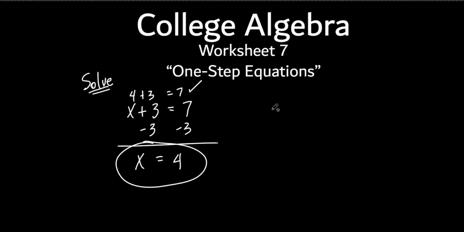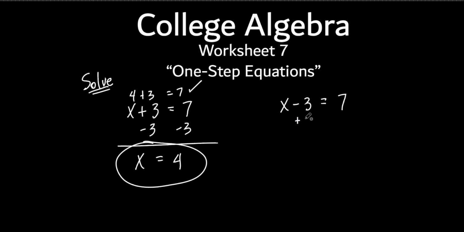All right, pretty simple. What if I had something like this? We'll keep the 7 there. What if I had this? Same idea. I want to get the x by itself. So I have to get rid of this 3 right here. But what is this 3 doing to the x? It's being subtracted, isn't it? Okay, so again, how do we get rid of something? We always do the opposite. What's the opposite of subtracting?